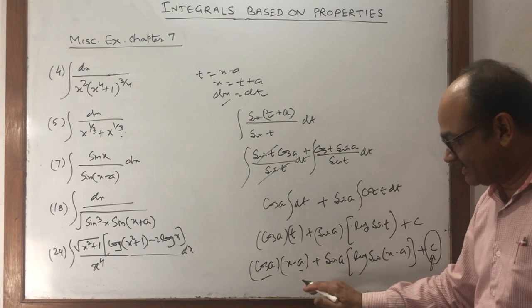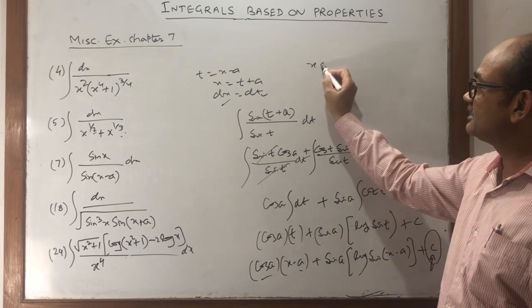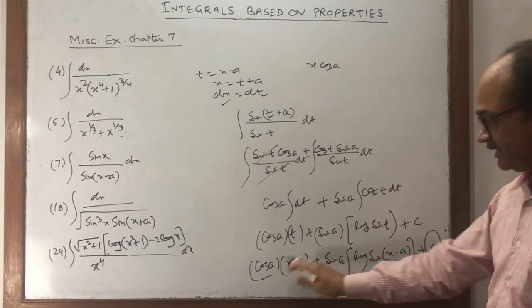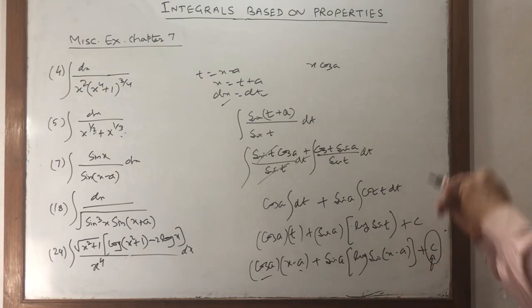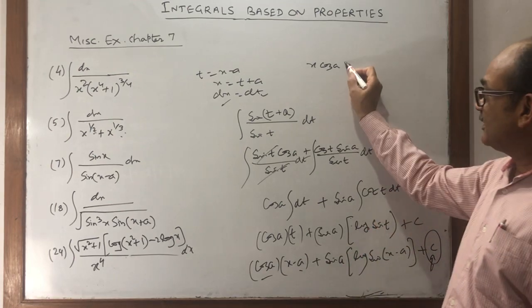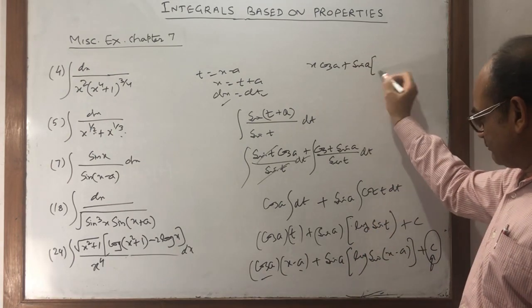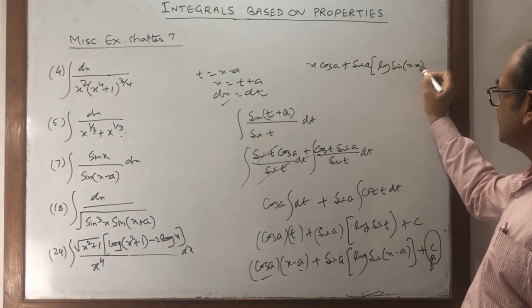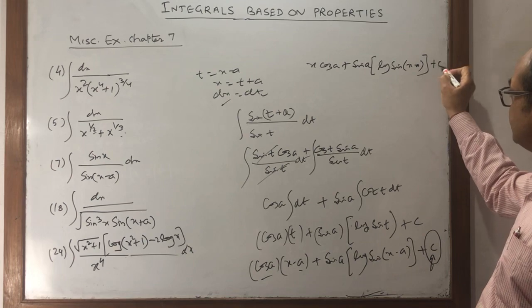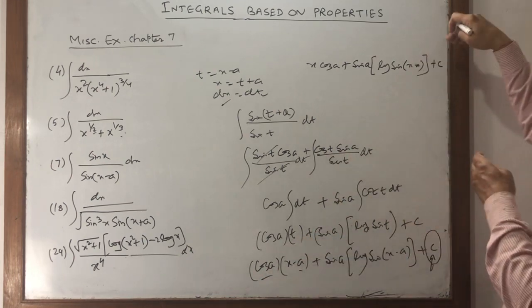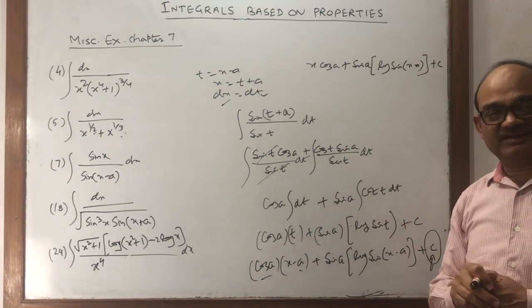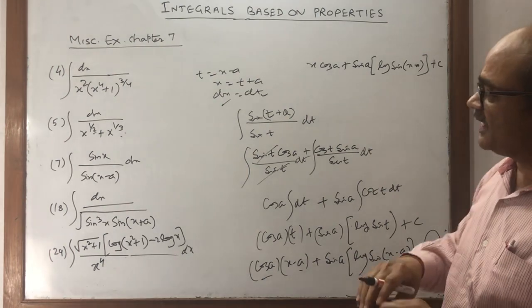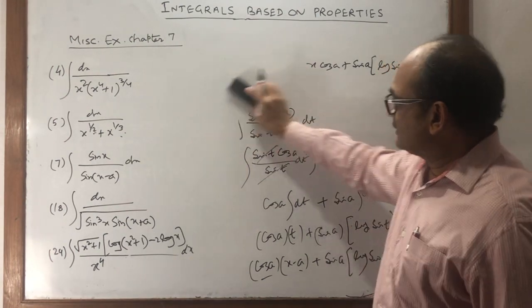तो यहाँ पर आंसर क्या लिखेंगे हम? x cos a. Don't write a cos a because a cos a merged with constant c, and the final answer sin a bracket log sin x minus a and plus c. So this a cos a combined with c is the final answer. Next sum is sum number 18.